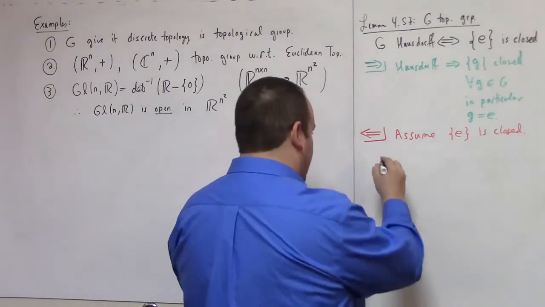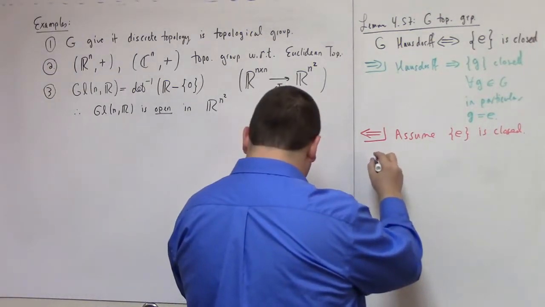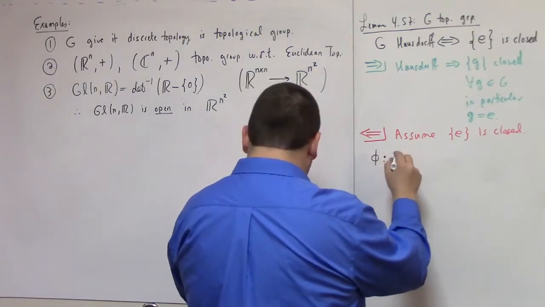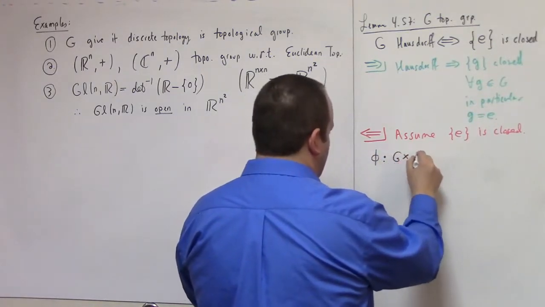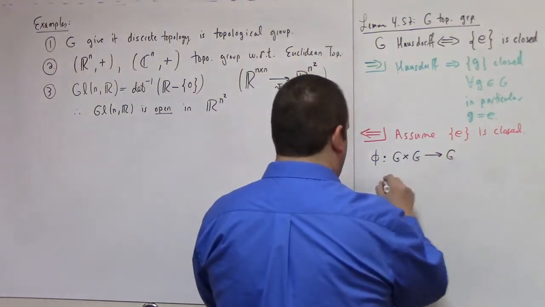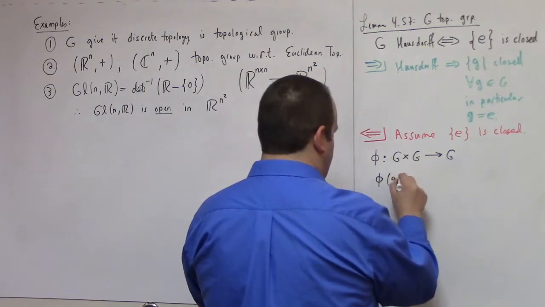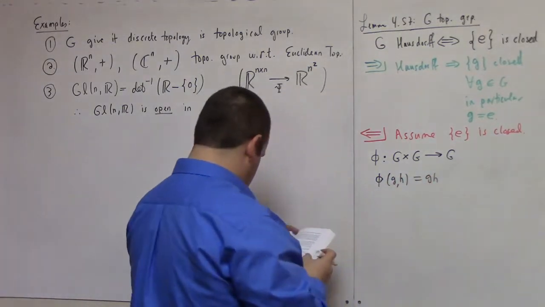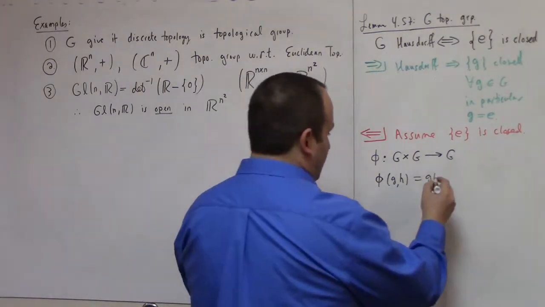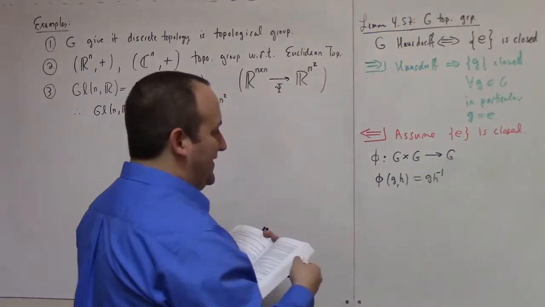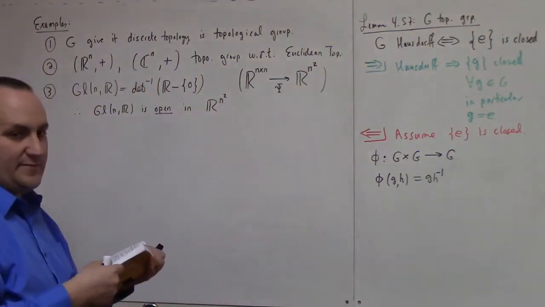So we consider the map. We have to use continuity of the product map. So phi is the multiplication, I assume. So phi of (g,h) is equal to gh. Oh no, it's not that. It's the combo map. It's got the inversion and the multiplication all wrapped into one.